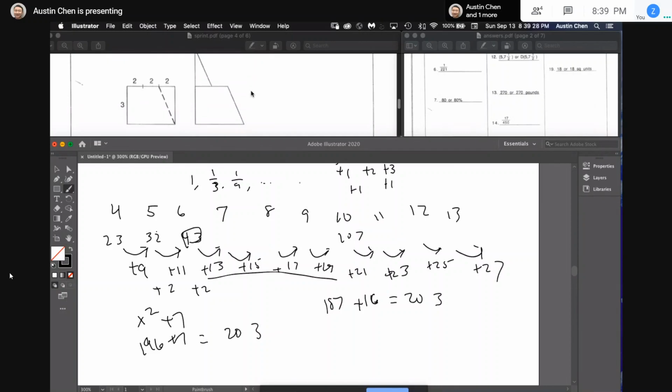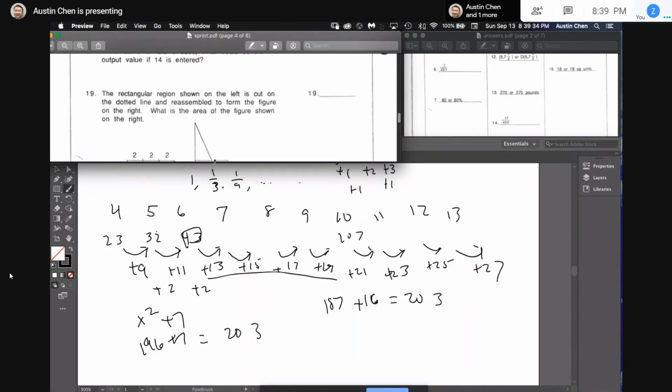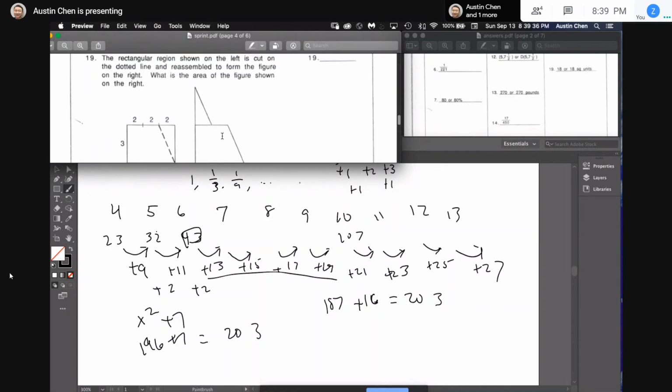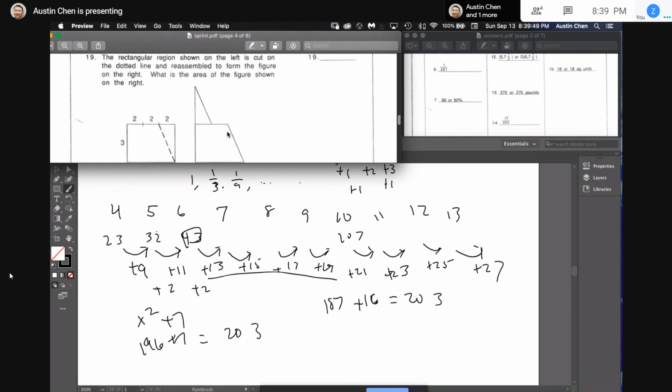All right. This is a bit of a tall problem. I'll just expand this a bit. Okay. It's pretty good. Amazing. So the rectangular region shown on the left is cut on the dotted line and reassembled to form the figure on the right. What is the area of the figure shown on the right?